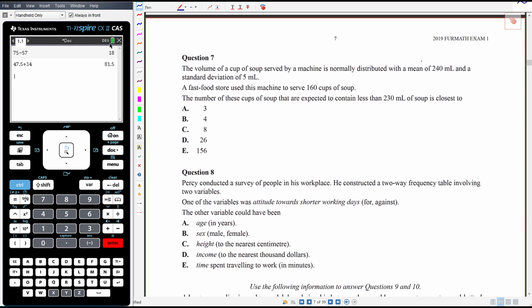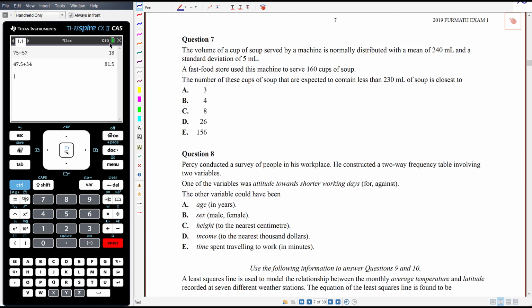Okay, question 7. The volume of a cup of soup served by a machine is normally distributed with a mean of 240 mils and a standard deviation of 5 mils. A fast food store used this machine to serve 160 cups of soup. The number of these cups of soup that are expected to contain less than 230 mils of soup. Okay, so again, we want to think about what percentage is less than 230 mils, and then work out that percentage of the 160 cups.